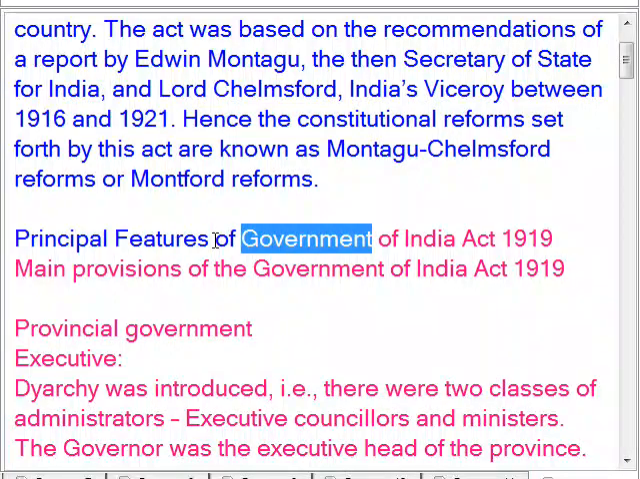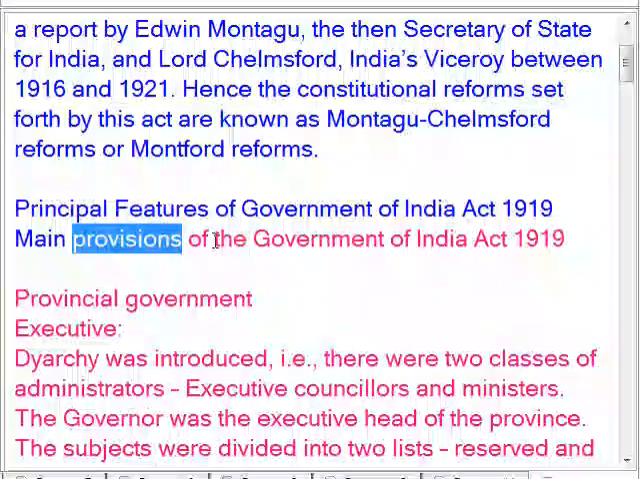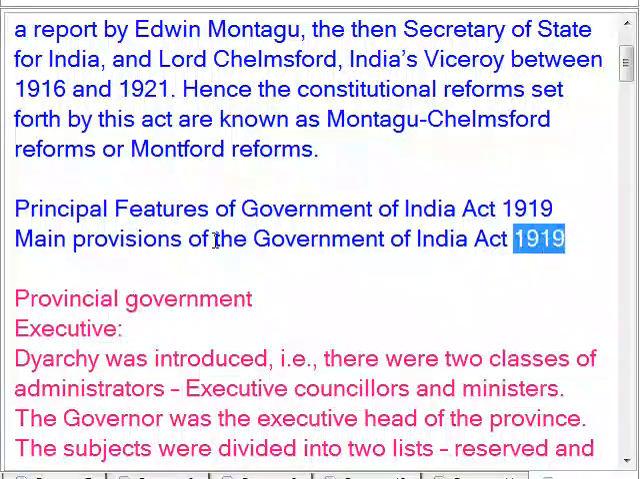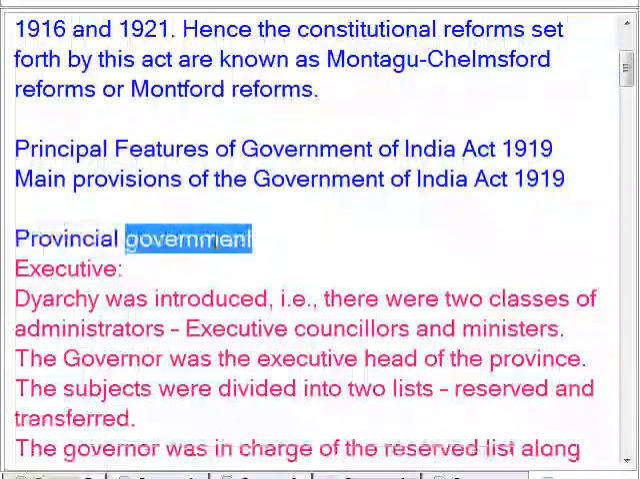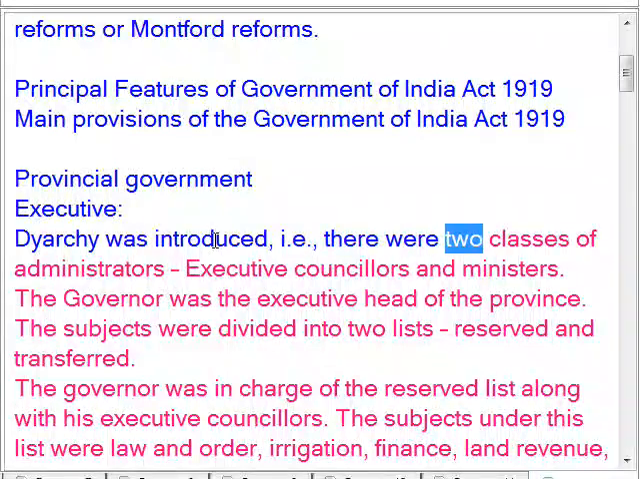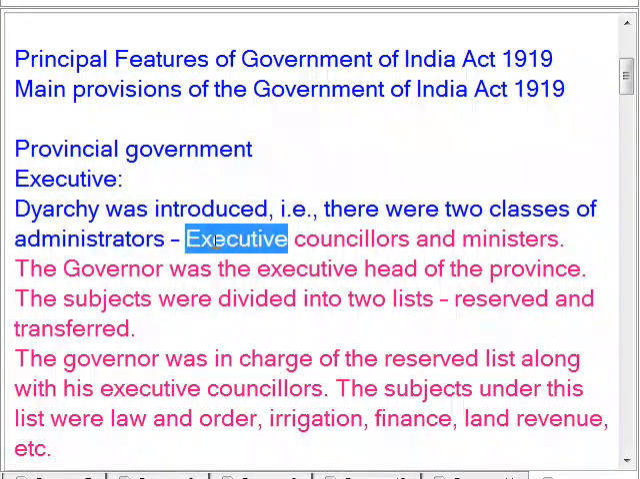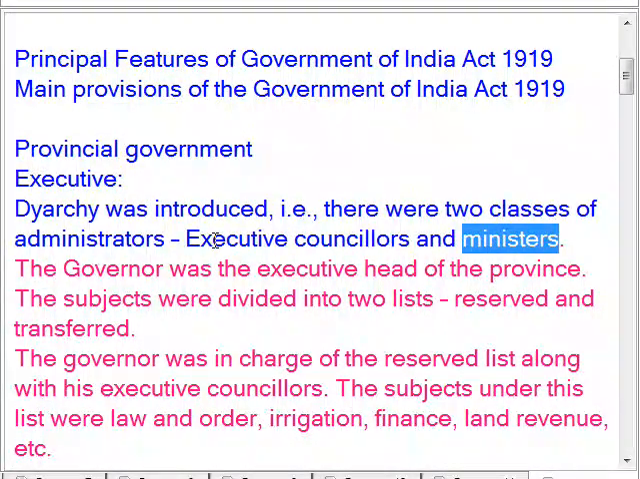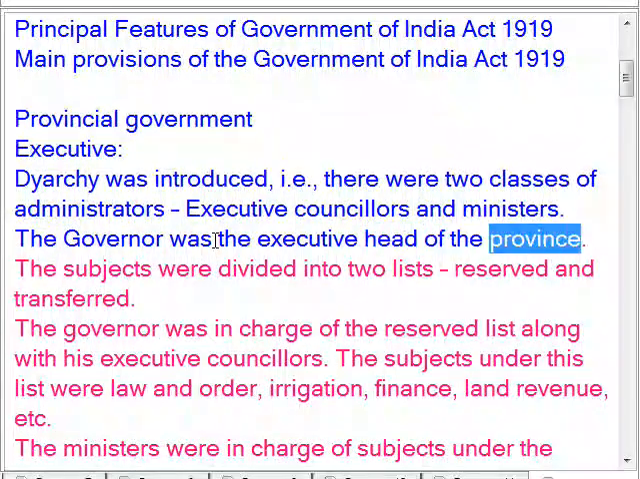Principal features of Government of India Act 1919. Main provisions of the Government of India Act 1919. Provincial Government Executive: hierarchy was introduced, i.e., there were two classes of administrators, executive councillors and ministers. The governor was the executive head of the province.